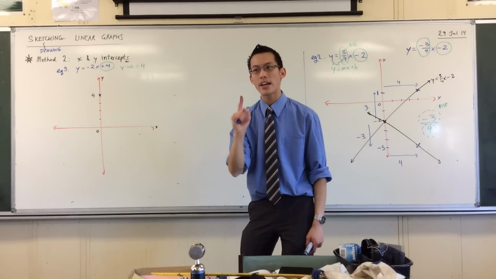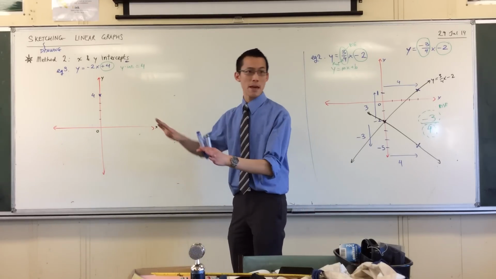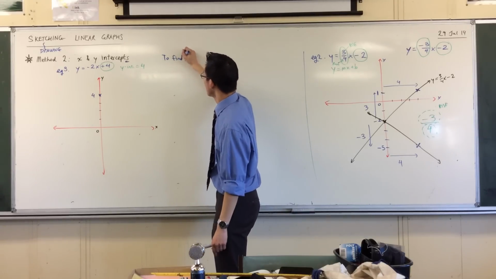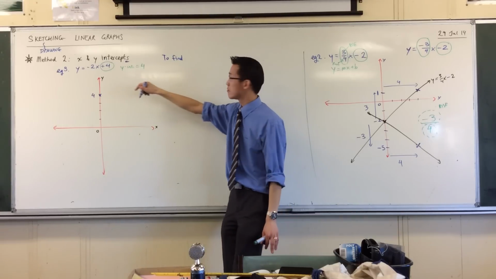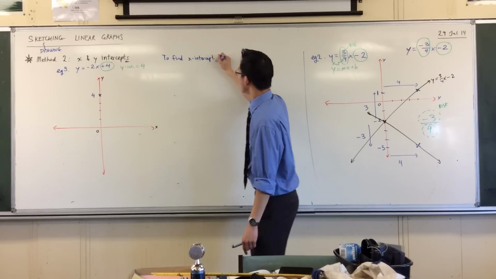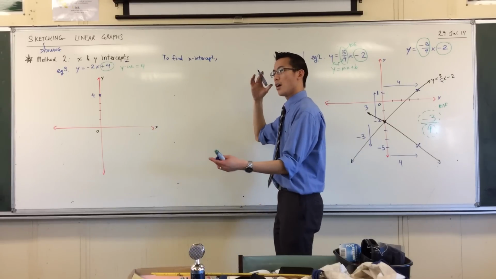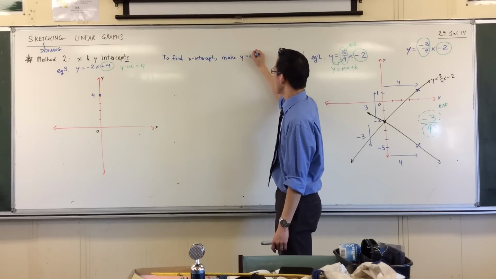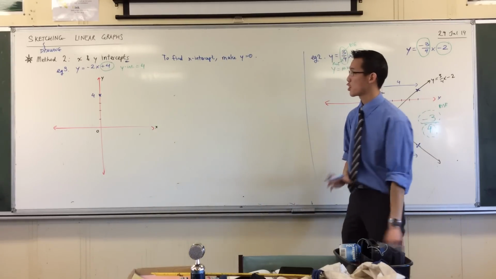Now, here's the way we're going to do it. So maybe you want to put this working off on the side. To find the y-intercept, it's just sitting there. To find the x-intercept, make y equals 0. Now, you're like, huh? What's that mean? I'll show you in a second. Stay with me. I'll show you what it means.